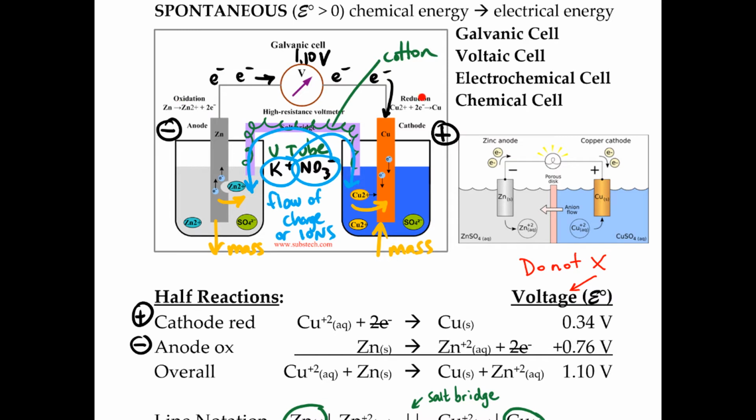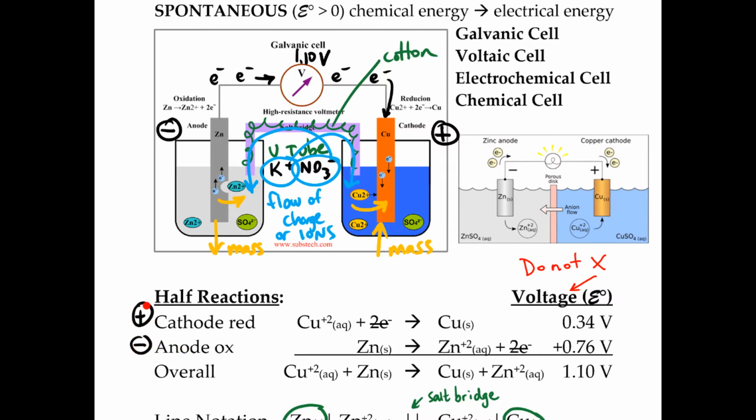All right, so now we learned how to draw the picture. Now we learned how to write the equation using the SRP chart, and how to label the cathode and the anode. The anode is the negative end of the battery. The cathode is the positive end of the battery.